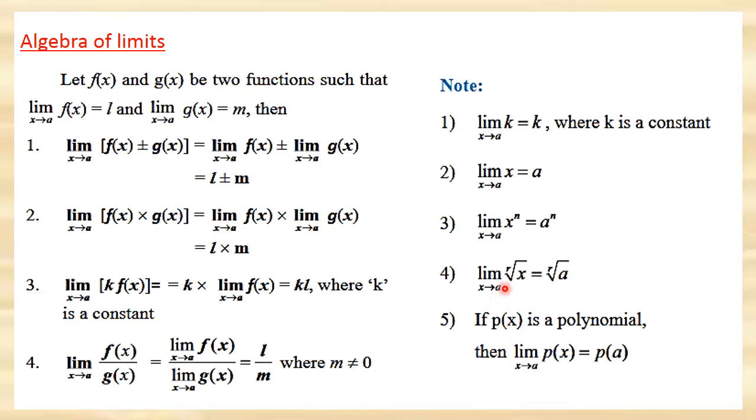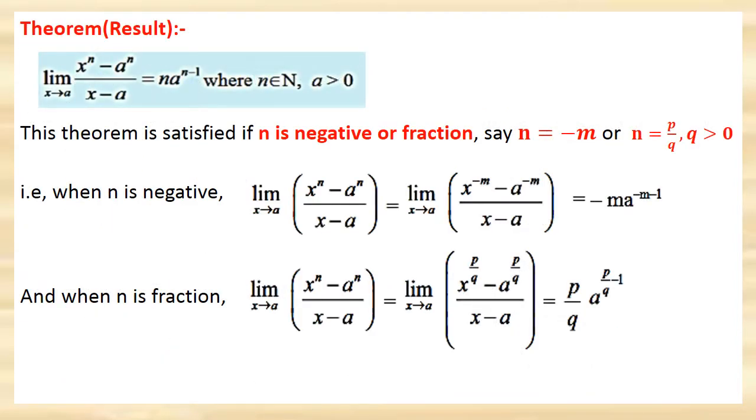Now limit x tends to a of the rth root of x. That is, the rth root of a we will get. Next, if p of x is a polynomial, then we have already learned that limit x tends to a p of x is equal to p of a. Now there is a theorem which can be used for the evaluation of the limit. That is, limit x tends to a of x raised to n minus a raised to n upon x minus a is equal to n into a raised to n minus 1, where n is a natural number and a is greater than 0. And we use this statement.